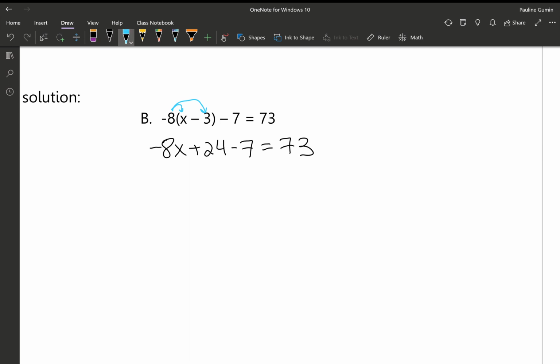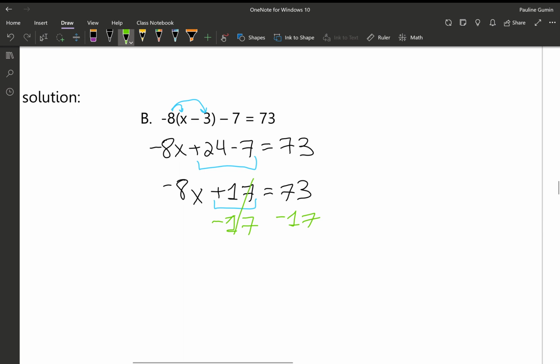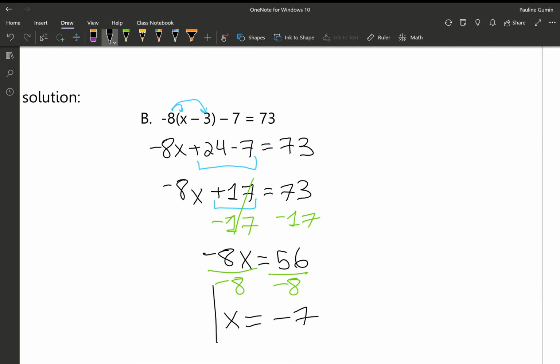On the left side, once again, there are some like terms that I can combine. The 24 and the minus 7. So this becomes negative 8x plus 17 equals 73. My next step is going to be to move that 17 to the other side. So I'm going to undo it by subtracting. So I'm left with negative 8x equals 56. And of course, let's finish up by dividing both sides by negative 8. X equals negative 7.